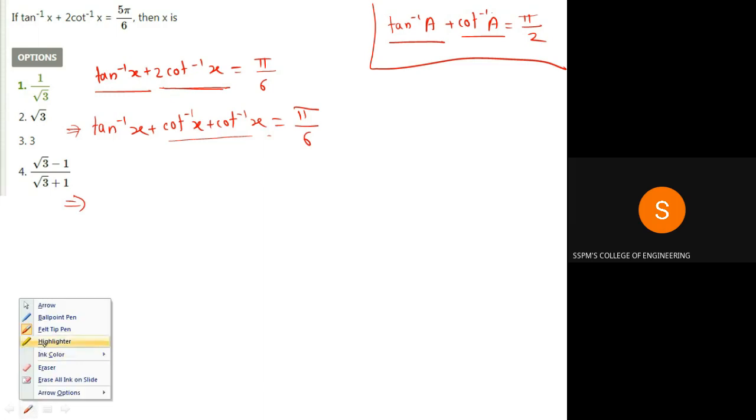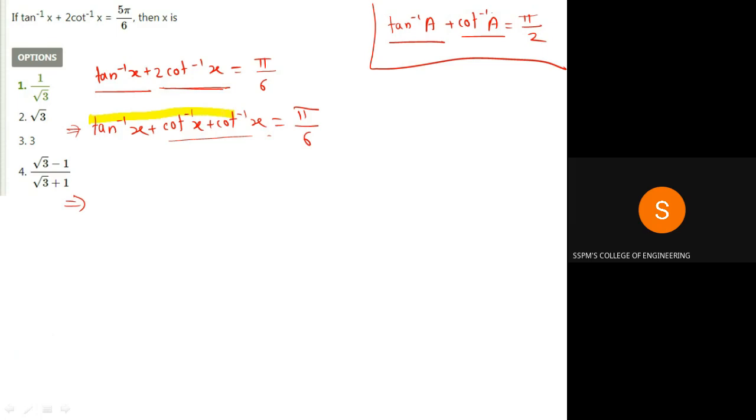So now let me highlight this. For this part, we can use this formula. So what is the value of the term that is highlighted? That is pi by 2. Pi by 2 plus cot inverse x is equal to pi by 6. Pi by 2 plus cot inverse x is equal to 5 pi by 6. Yes, 5 pi by 6 it is. It is not pi by 6, it is 5 pi by 6.